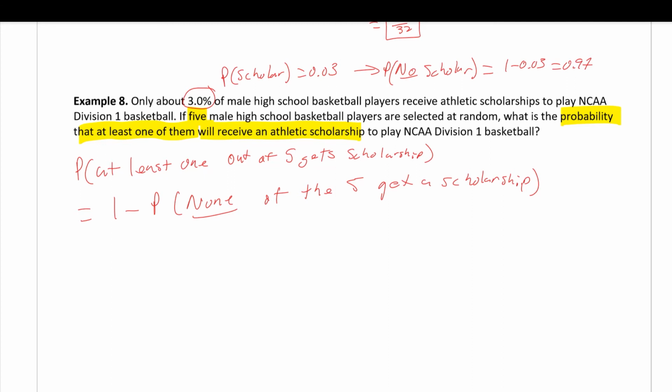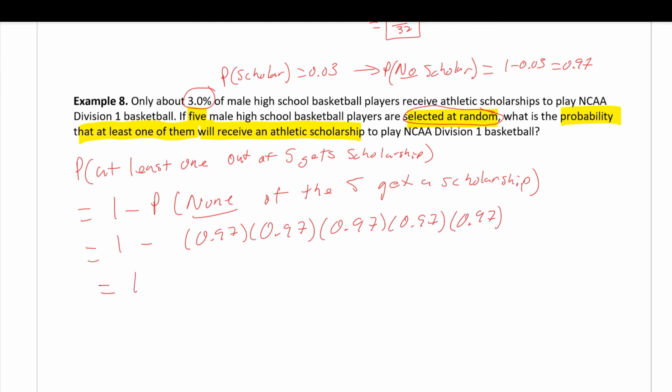Okay. All right, so again, going back to this, we have 1 minus the probability that none of the 5 get a scholarship. And again, we know these are independent events because they are selected at random here. So for 5 independent events occurring all at the same time, it's the product of their probabilities. So the probability of not getting a scholarship for all 5 of them is 0.97 times 0.97 for the second one times 0.97 for the third, 0.97 for the fourth, and finally 0.97 for the fifth.